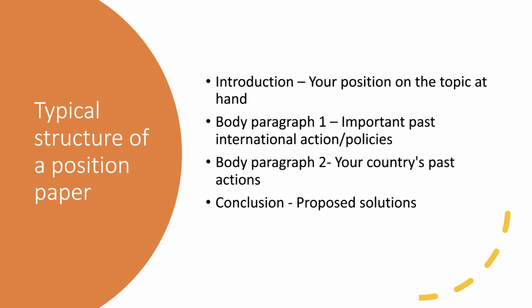So a position paper usually follows this structure. First, you have your introduction, where you state your country's position on the topic in question. Following that, you have two main paragraphs, one to state some past international actions, and one to state your country's own actions. And finally, you have the conclusion, where you list some of your proposed solutions. Don't worry if you find this vague right now, because I'll talk to you more about them in detail.